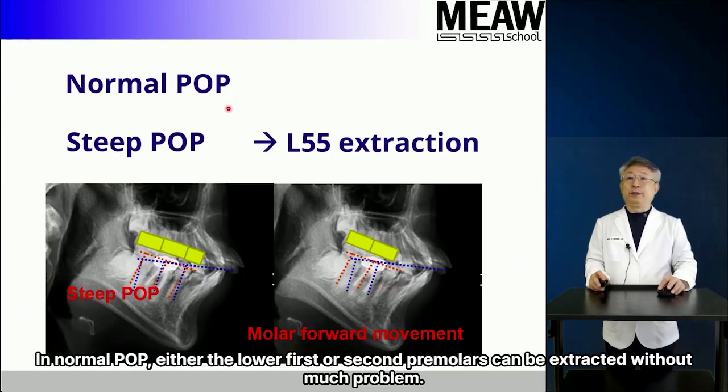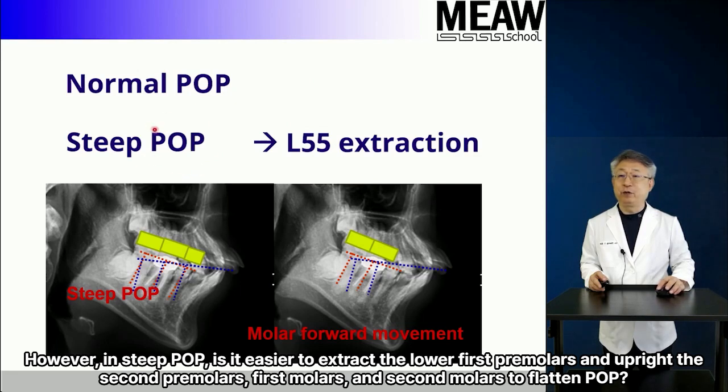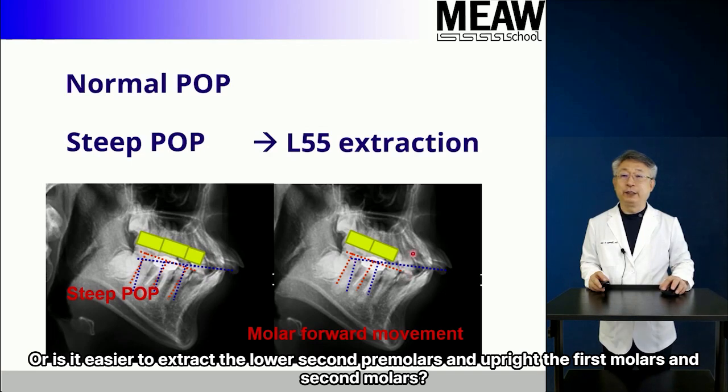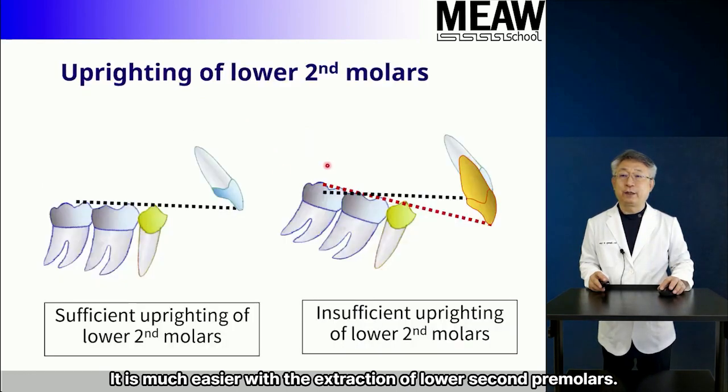In normal POP, either the lower first or second premolars can be extracted without much problem. However, in steep POP, is it easier to extract the lower first premolars and upright the second premolars, first molars, and second molars to flatten POP? Or is it easier to extract the lower second premolars and upright the first molars and second molars? It is much easier with the extraction of lower second premolars.